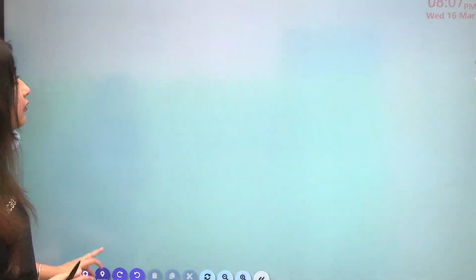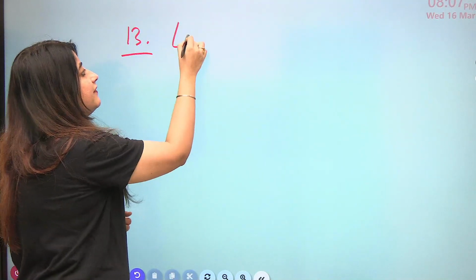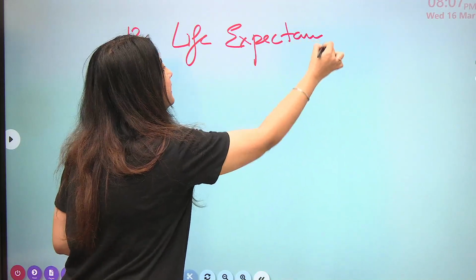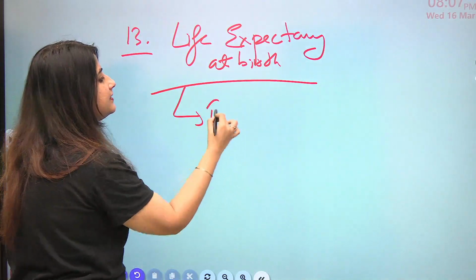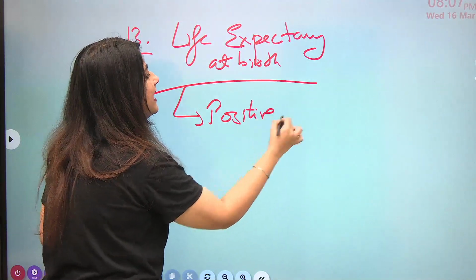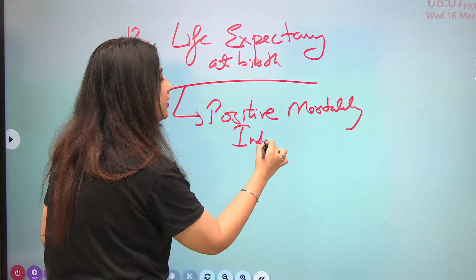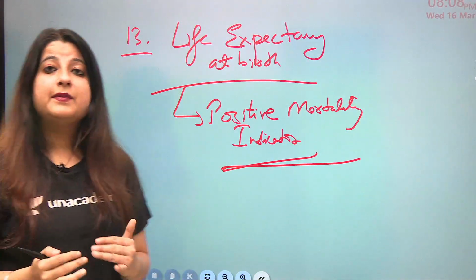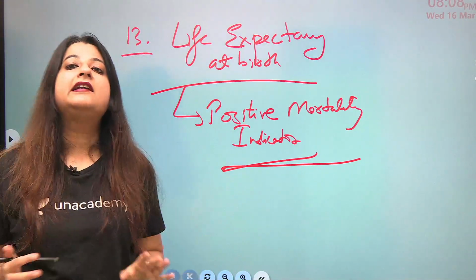Last, I want to tell you one more thing, guys, which is very important, which is life expectancy at birth. Okay, please remember life expectancy at birth, everybody. This comes in your MCQs. This is a positive mortality indicator. क्या है ये? Positive mortality indicator. See, all these were mortality indicators, but इसके साथ हमने एक word जोड़ दिया है positive. That means number of years a newborn is expected to live considering the current mortality pattern.